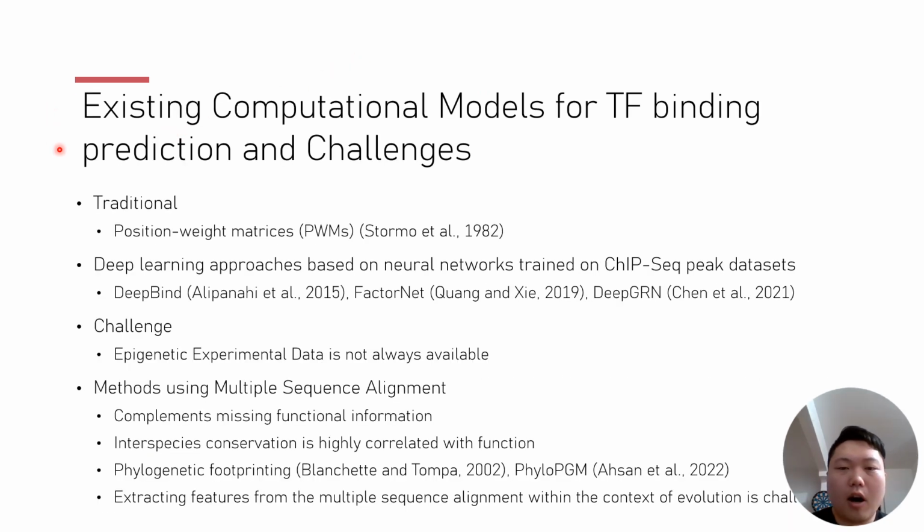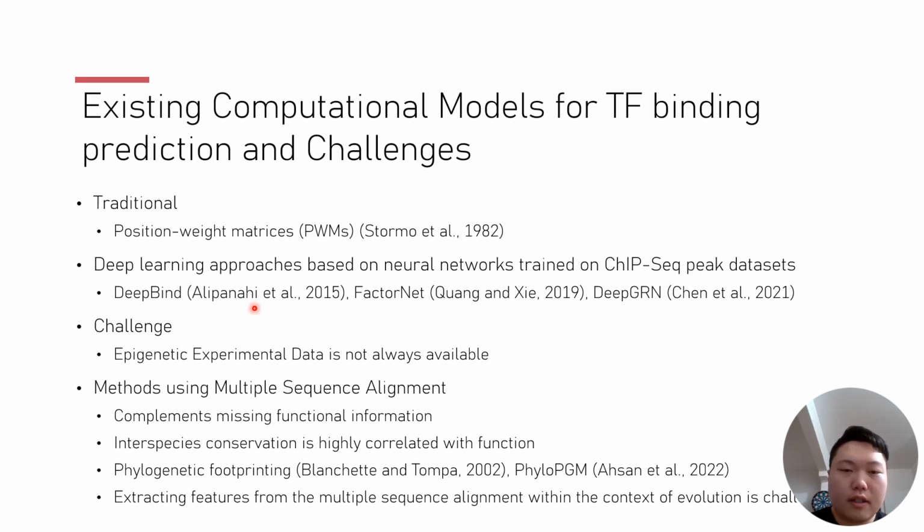What are some existing computational models for transcription factor binding prediction, and what are the challenges that they're facing? The first computational models for predicting transcription factor binding to the DNA used position weight matrices, which are a representation of motif profile by calculating the frequency of nucleotides in the regions in the DNA that are thought to be bound by transcription factors. And after the advent of the deep learning era, many deep learning approaches based on neural networks trained on the ChIP-seq peak dataset were introduced.